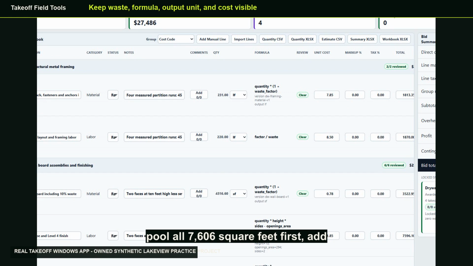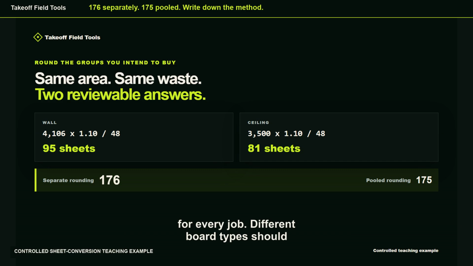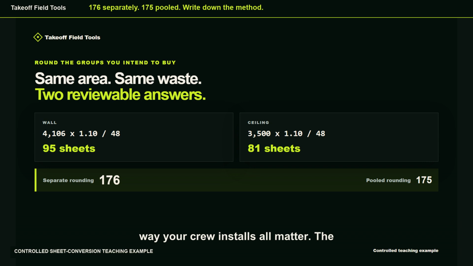If I pool all 7,606 square feet first, add 10%, divide by 48, and round once, I get 175. There is no magic rule that makes one method correct for every job. Different board types should obviously stay separate. Board orientation, room size, cut-up work, stocking, supplier packaging, and the way your crew installs all matter. The rule I care about is simpler. Write down the method you intend to use and make the result easy to review.